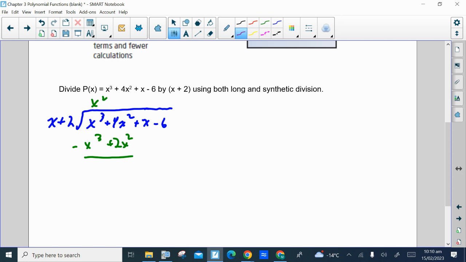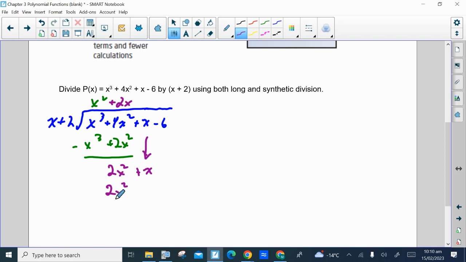We subtract, and the x cubes cancel. 4x squared, take away 2x squared, leaves us with 2x squared, and we bring down that next term of positive x. So again, we need to add another term on the top, and whatever we put on top, we need to multiply by what's in front, but we must have a 2x squared here so that when we subtract, they cancel, and that's how we know we need a positive 2x on top now.